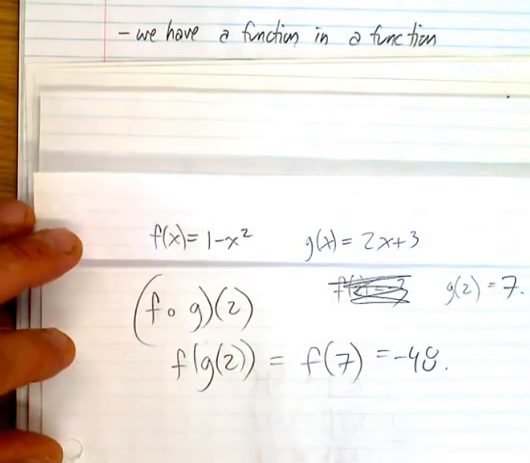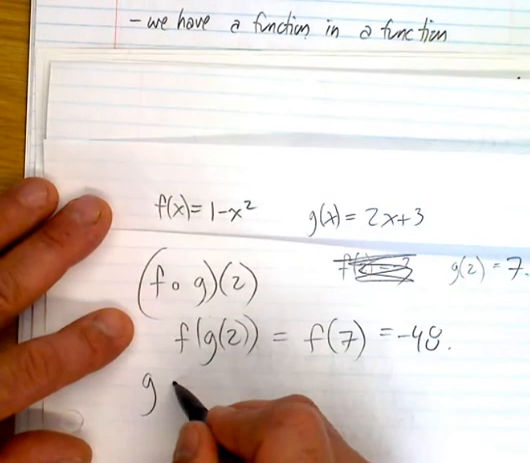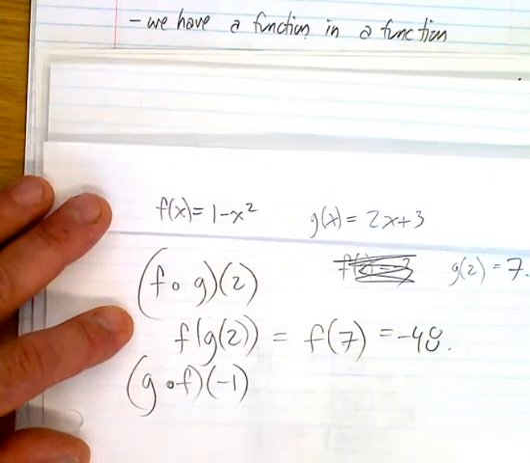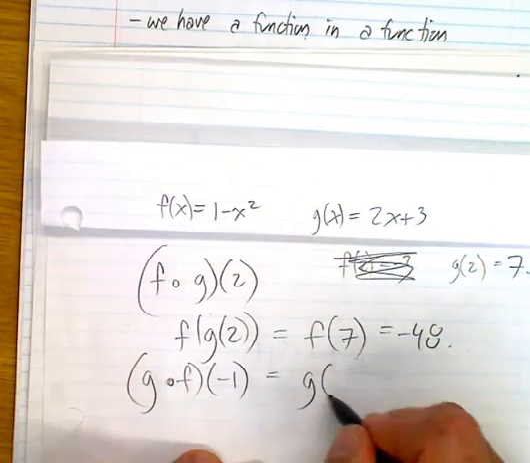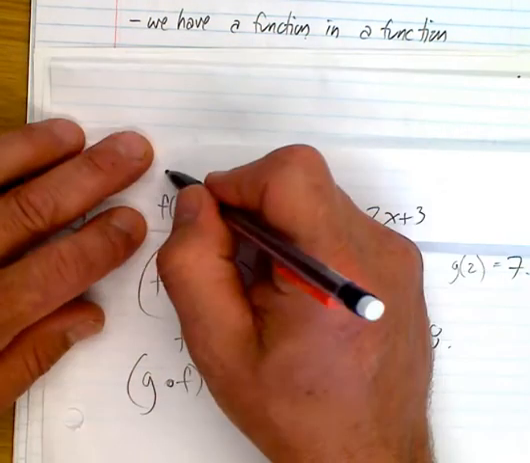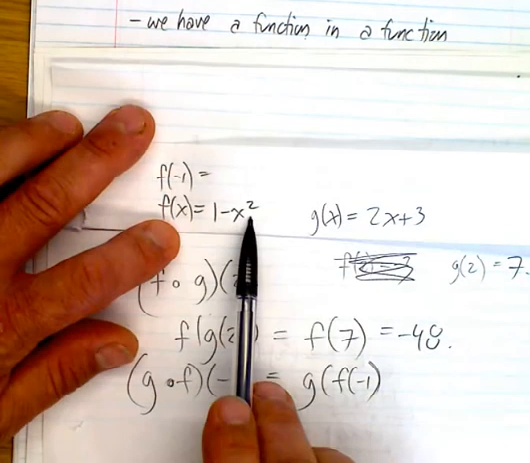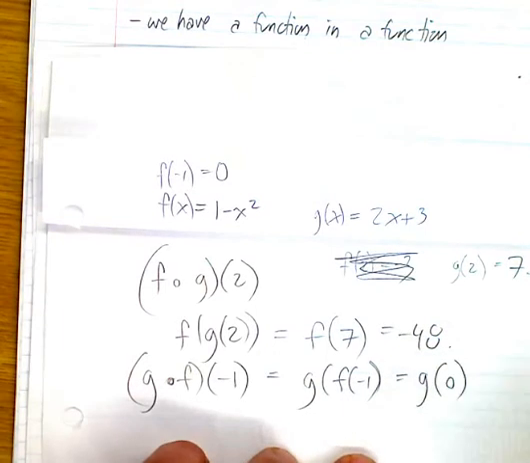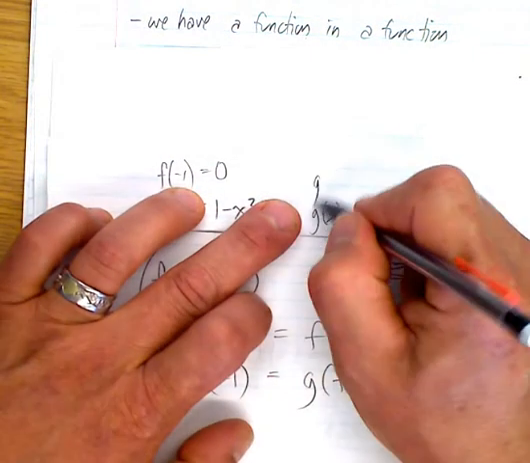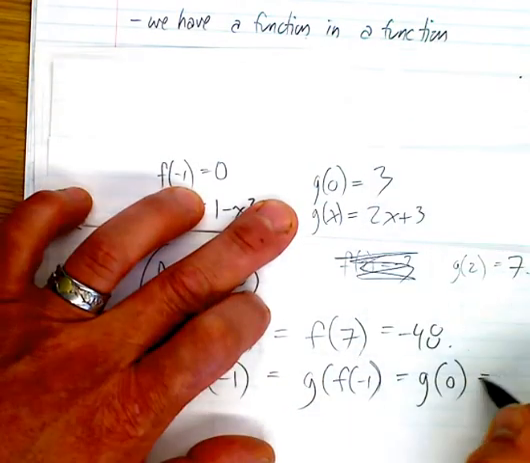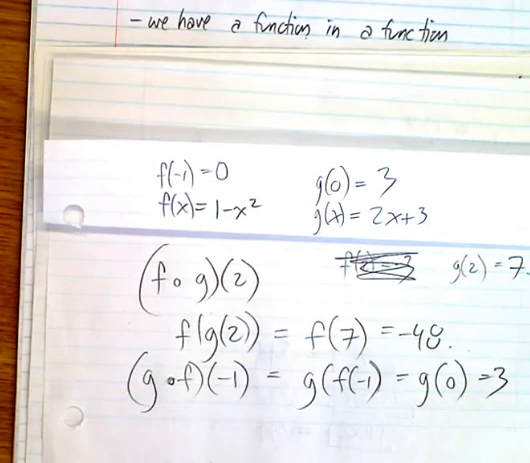Okay? If I want to do g of f, or sorry, g composite f of, let's say, negative 1. Well, that's going to be the same as saying g of f of negative 1. Well, what's f of negative 1? Let's have a look. F of negative 1. Negative 1 squared is 1. 1 minus 1 is 0. So that's actually 0. So this is going to be g of 0. And what's g of 0? G of 0 here would be 2 times 0 is 0, plus 3 is 3. Okay? This is the composition of functions, putting one function into another.